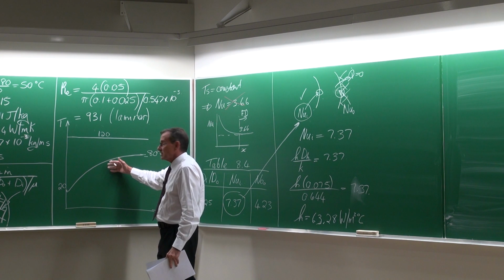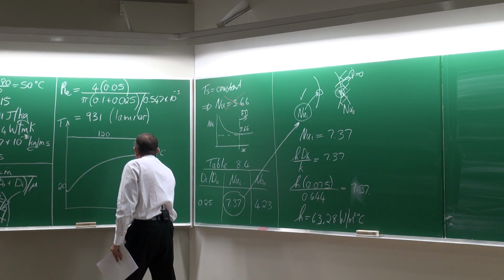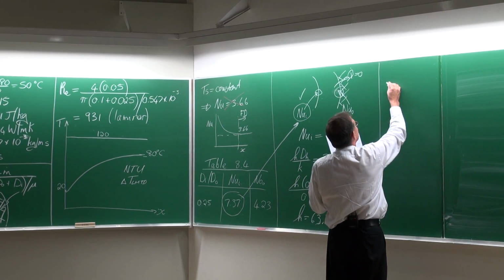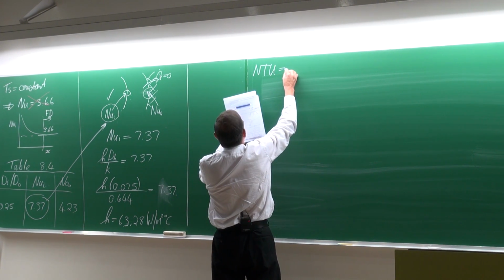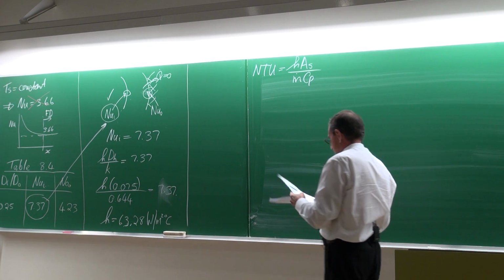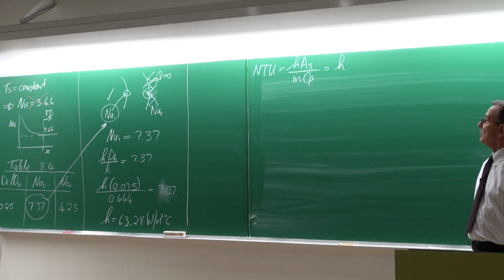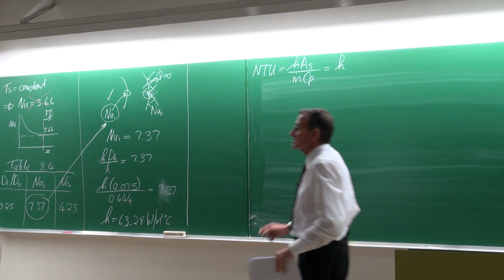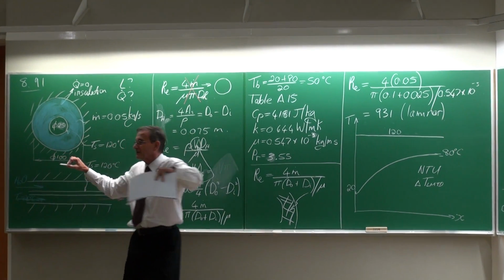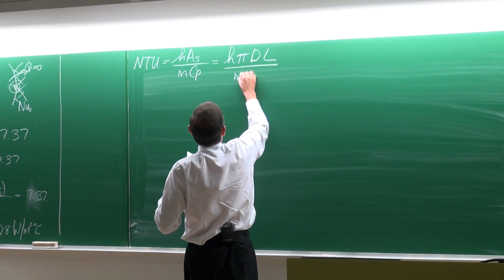Okay. When we've got this type of case, we've said that there are two things which are important: the so-called NTUs, the number of transfer units, and the fact that we should use the LMTD. The number of transfer units is equal to the heat transfer coefficient multiplied by the surface area divided by the mass flow rate Cp. Which is equal to the heat transfer coefficient multiplied by the surface area over which the heat transfer occurs. So the surface area over which heat transfer occurs is the perimeter multiplied by the length. The perimeter is equal to pi multiplied by the diameter, multiplied by the length, divided by the mass flow rate Cp.